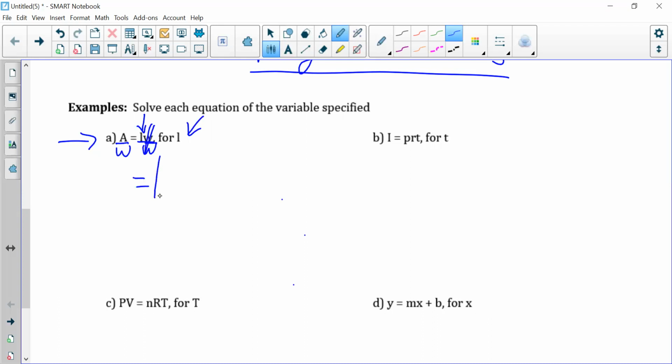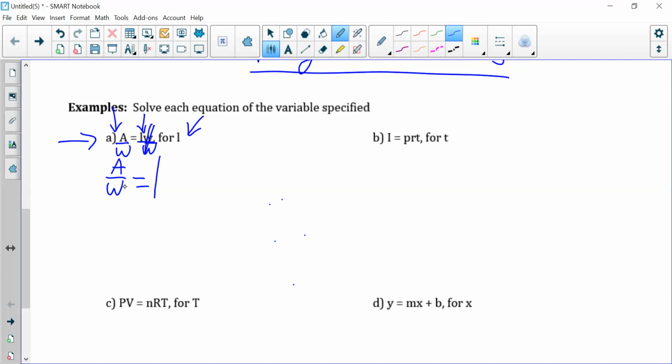This next part is what usually messes people up. What is A divided by W? Do you know? Can you figure that out? Not without any numbers, right? So we leave it alone. We just say that my answer is A divided by W equals L. That's it. We don't have to go any further.